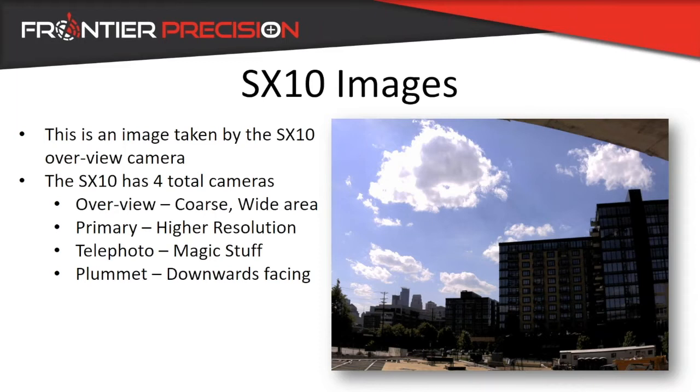The primary camera offers a much higher resolution. So we've got the overview that gives you your big picture. You zoom in a little bit and you switch over to the primary. We get that higher resolution, better focusing, better color, better distinction between objects. From there, we've got the telephoto.